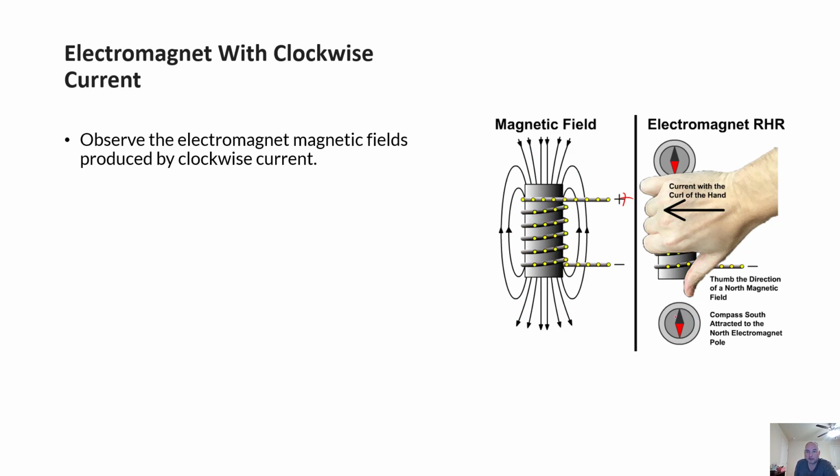Therefore, if you had a magnet next to it, north is going to attract to south. So the compass, a freely rotating magnet, would be facing with its south towards your thumb, and the north in the same direction as your thumb.